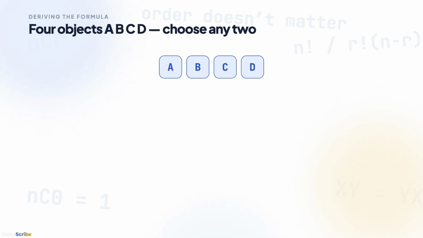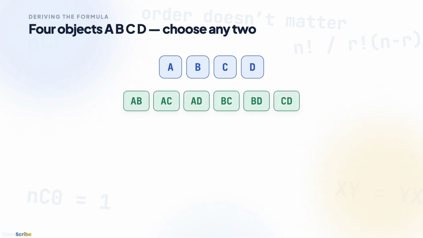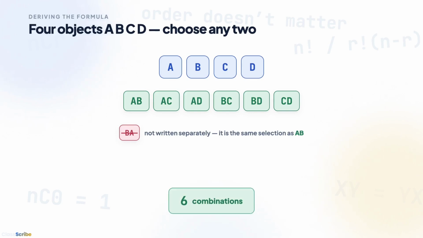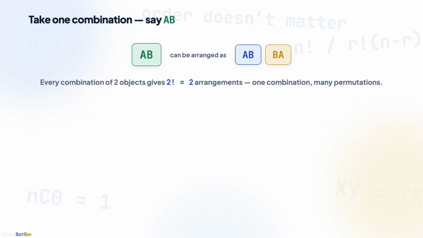Suppose we have four different objects A, B, C, and D, and we want to choose any two of them. The possible selections are AB, AC, AD, BC, BD, and CD. Notice that BA is not written separately because BA represents the same selection as AB. So there are 6 combinations. Now think about one of these combinations, say AB. If we arrange these two letters, we can write AB or BA. That means every combination of two objects can be arranged in 2 factorial different ways. In other words, every combination produces multiple permutations.